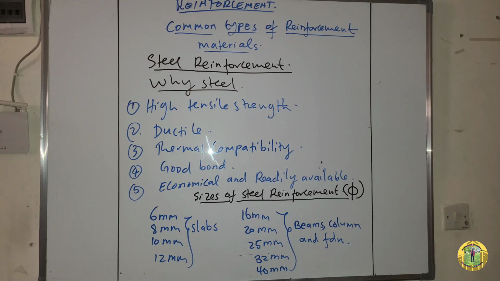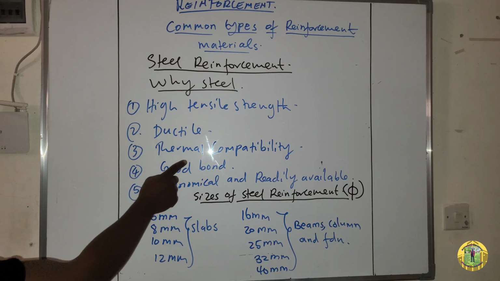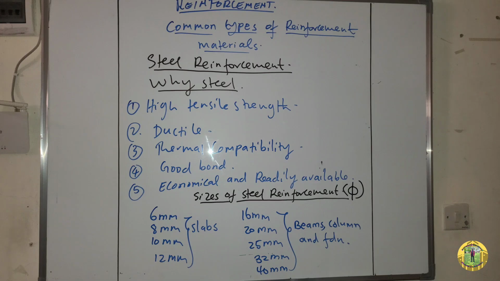Then number two, we have ductility. It bends before breaking, giving warning before failure. Number three, thermal compatibility. It expands or contracts almost the same as concrete. We have good bond, ribbed or deformed bars grip concrete tightly. Then economical and readily available. So that one is self-explanatory.